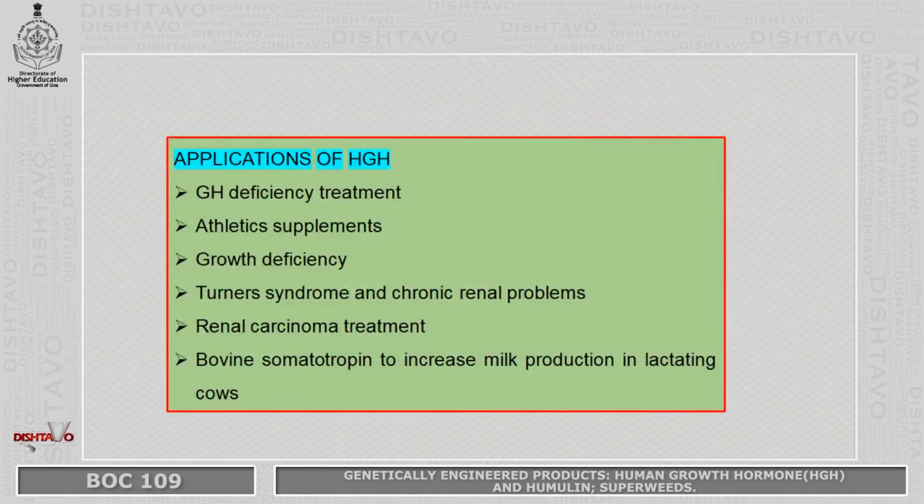What are the applications of human growth hormone? This growth hormone is used in deficiency treatments. It is also used as an athletic supplement. It is used in all the growth deficiency diseases, like Turner syndrome and chronic renal problems. It is used in renal carcinoma treatment, and bovine somatotropin is used to increase milk production in lactating cows.